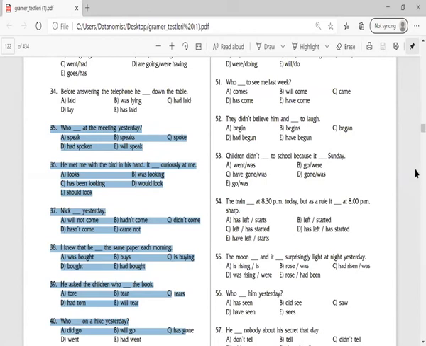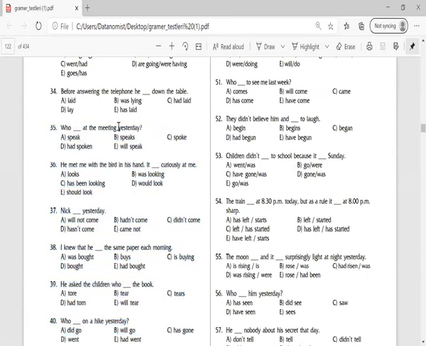Okay. Let's come to the 35th one. Who dashed at the meeting yesterday? One action in the past. Of course, it is in a question form, but action is only one. Don't go for had spoken. Who spoke at the meeting yesterday? If you've gone for C, you're right.